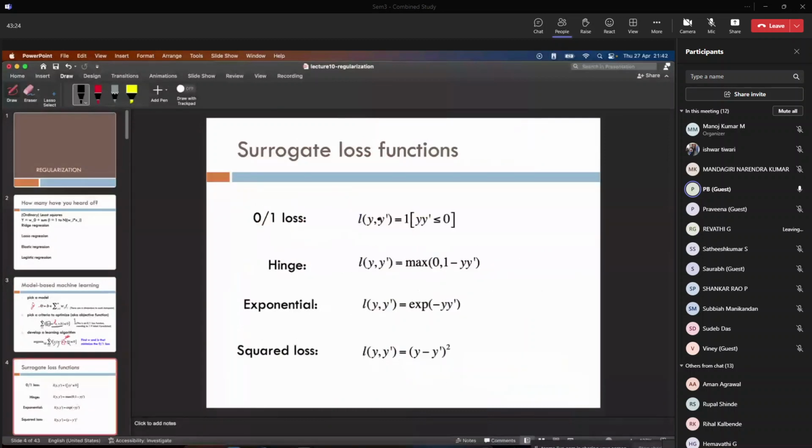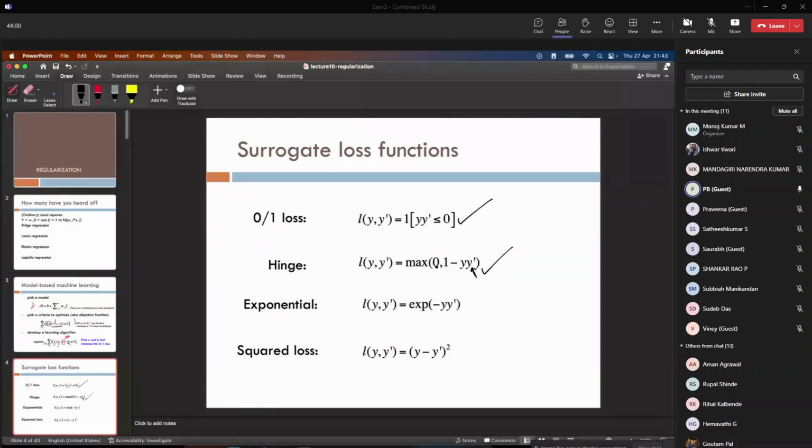So these are these loss functions. This is the 0 1 loss function which I mentioned, which we saw here earlier in that slide. This is a Hinge function. What is a Hinge function? It will give you either 0 or 1 minus y y dash. Y is the label, y dash is the predicted value. So out of 0 and 1 minus y y dash, it will give me the higher one.